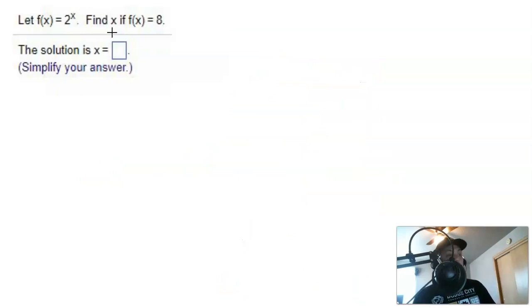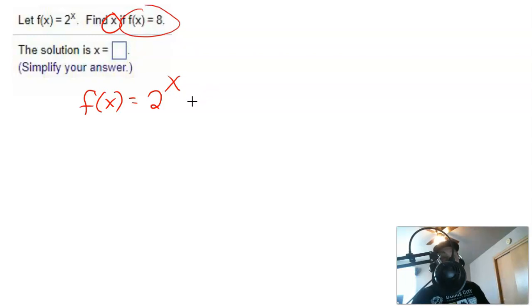Now this problem looks different, but it actually is the same exact problem that we were just doing. It's just set up in a different way. Here we're given this function, f of x equals 2 to the x power, and they want us to find x if f of x is equal to 8. If you think back to the beginning of this video, we started off looking at functions. But in those cases, we were plugging numbers in for x and finding y. This is flipping that around. They're giving us the y value and they want us to plug that in and find x.